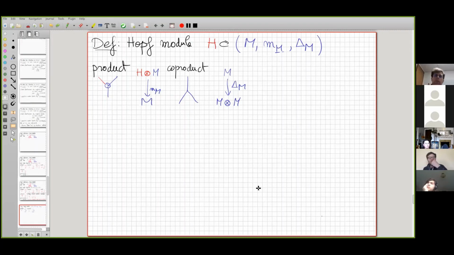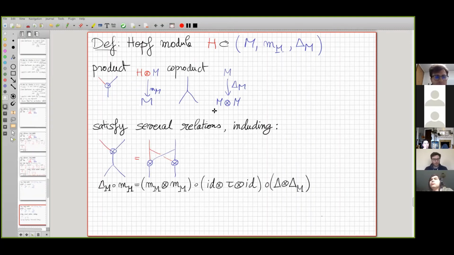A module would be, I mean, for us, there are different ways to define a Hopf module, but for us, it will be something that comes equipped with a product and a co-product, and the product goes from H times M to M, while the co-product goes from M to M tensor M. So notice that there is no H in the co-product. And the analogous compatibility relation between these two structures will look like this.